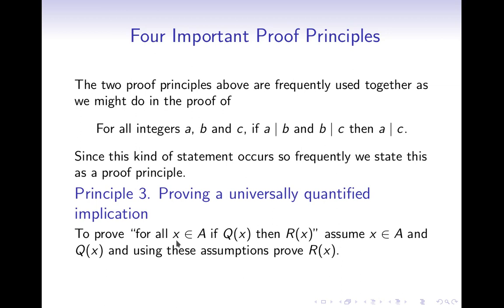To prove for every x in A, if Q of x, then R of x. Here we are in a more abstract setting. Since we're proving a for all x in A, you assume x is in A. And since we're proving if Q of x, then R of x, you also assume Q of x. And based on those two assumptions, you need to give a proof of R of x.